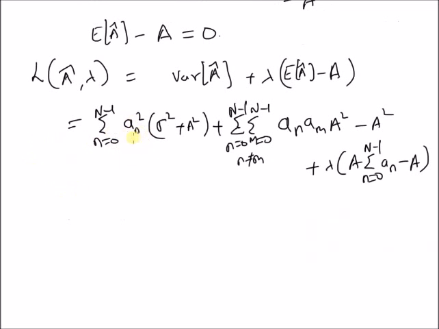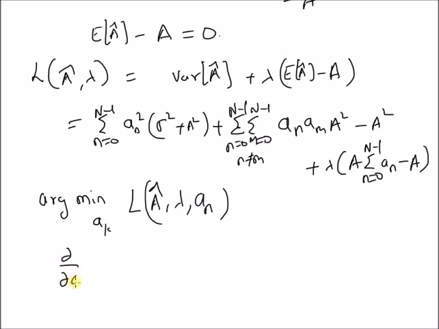Now in order to find the optimal a_n's, that is we want to basically minimize this cost function, argmin of L of a hat comma lambda comma a_n's. So we want to minimize this cost function, and we can easily do that by differentiating it with respect to a_n. We want to differentiate the cost function L of a hat, lambda, a_n and put it equal to 0.